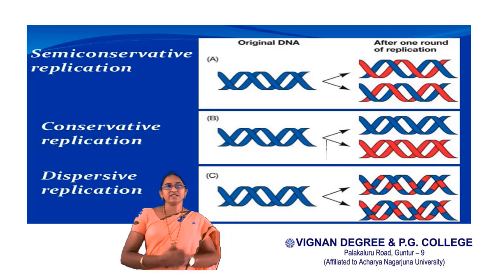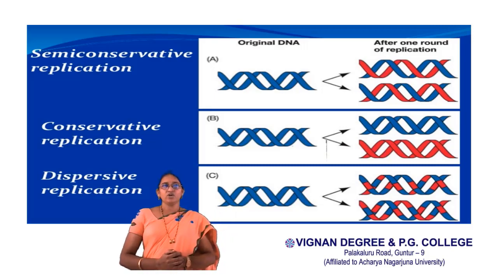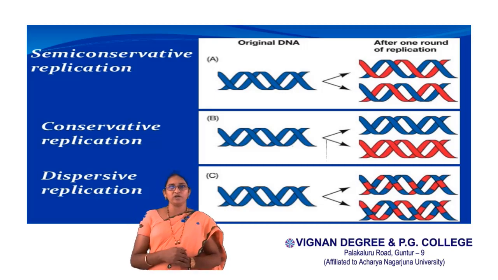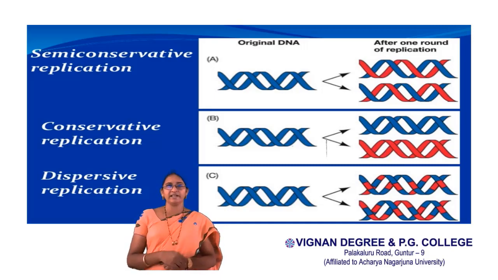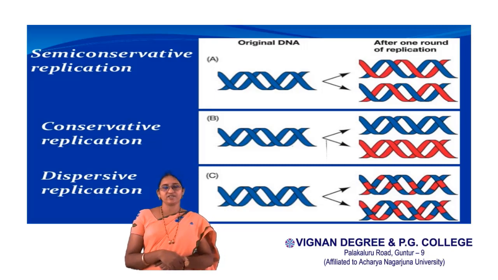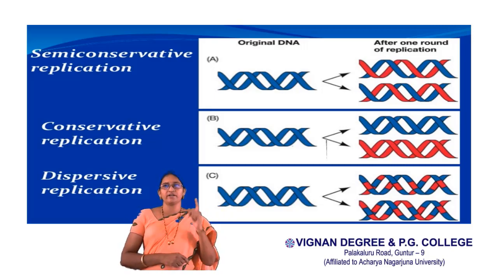Now coming to conservative replication, it results in the formation of two DNA molecules, where one DNA molecule consists completely of original DNA and the other DNA molecule contains two daughter strands. So the double helical DNA undergoes replication and forms two DNA molecules. One DNA is completely original, and the other DNA is completely daughter DNA.